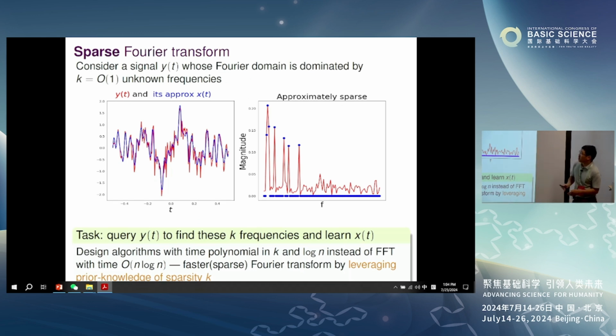One remark here is that for this talk, we will assume K is a constant, but you can choose any parameter K that you prefer. Another thing is that while this sparsity parameter K has been given, we do not know the location of these dominating frequencies. Otherwise, the problem is just a linear regression to find the Fourier coefficients.